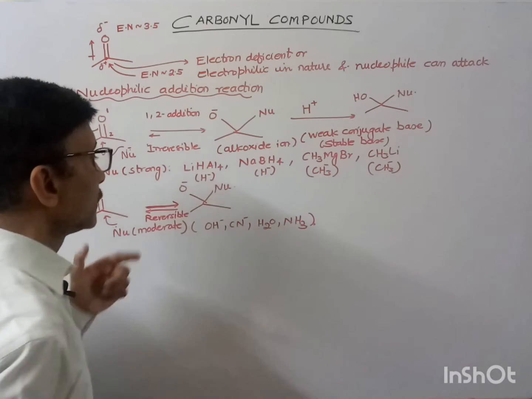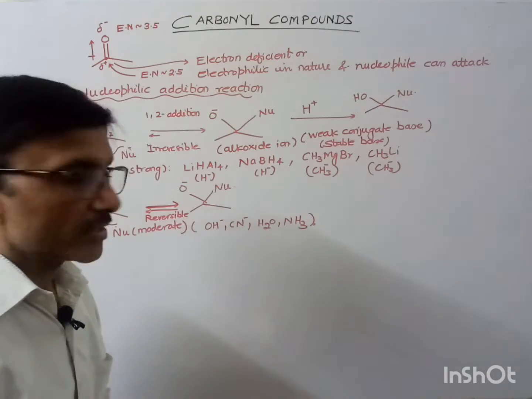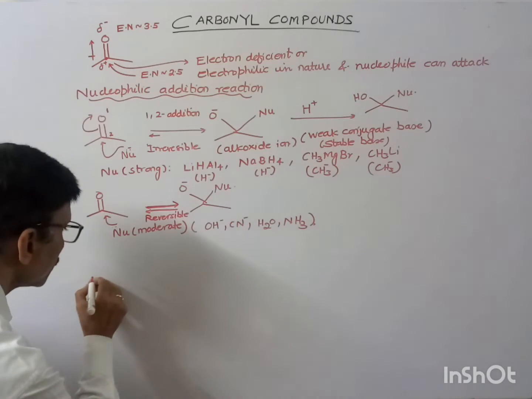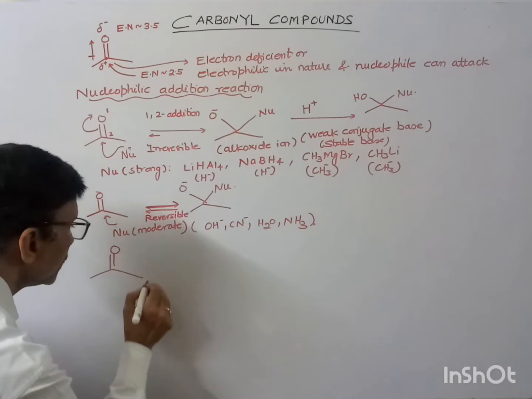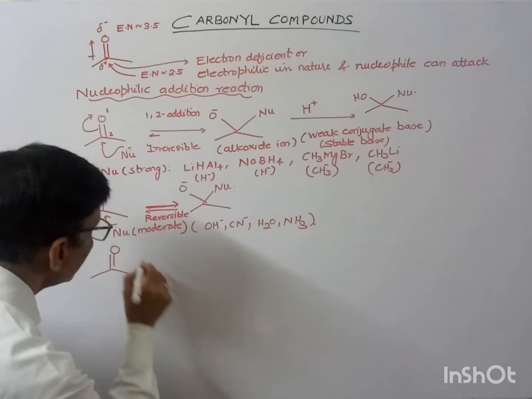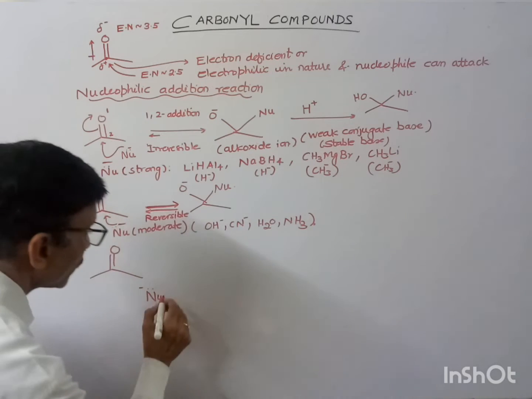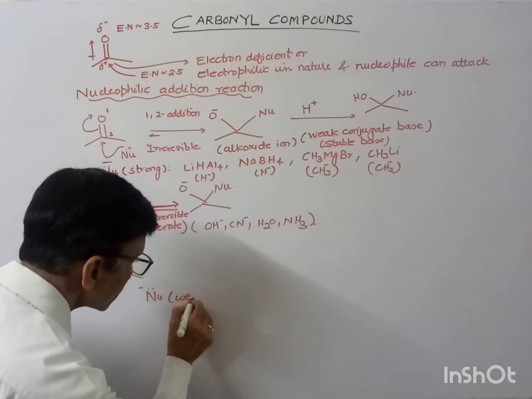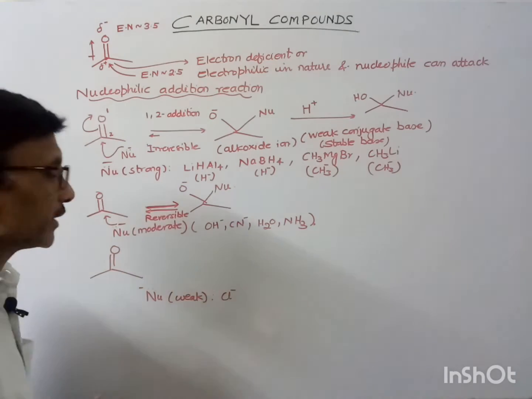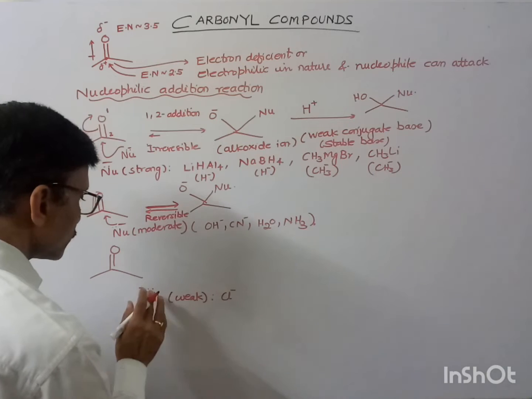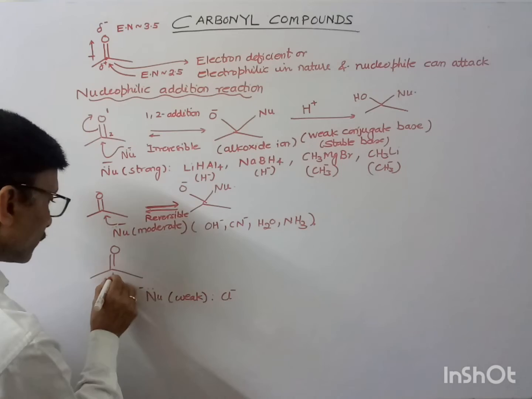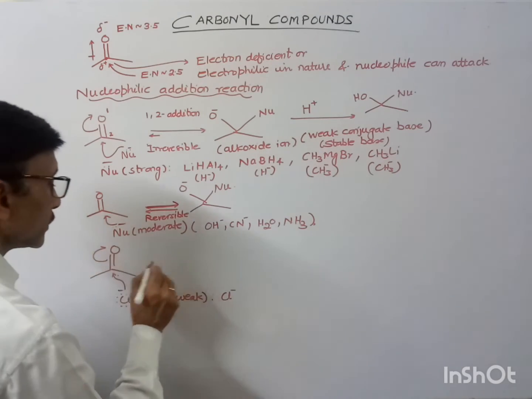Okay. Now there are some reactions where the reaction may go in a backward direction. Suppose we have another example where the nucleophile is a weak nucleophile, suppose chloride ion, the weaker nucleophile. Suppose this is a chloride ion, and it will attack this electron deficient carbon, and this will go over here.